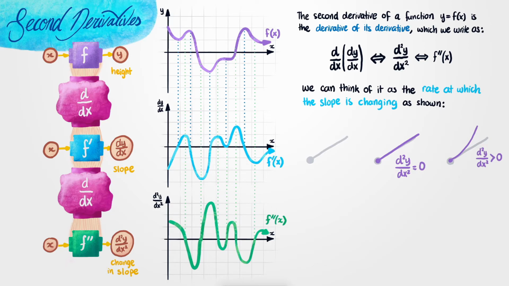Another way to visualize positive second derivatives is to imagine your function curling counterclockwise. And as you know, a counterclockwise direction is also the direction of a positive angle.